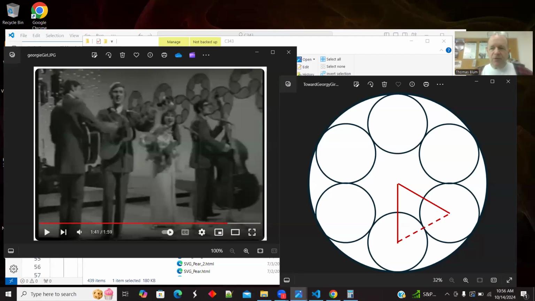In this video, I'm going to make a shape that I'm going to call the Georgy Girl because I saw the shape in the background of the video of the Seekers singing Georgy Girl. So it's this sort of circle and then these, I don't know, amoeba-shaped shapes sort of within it. And so here's my starting point.